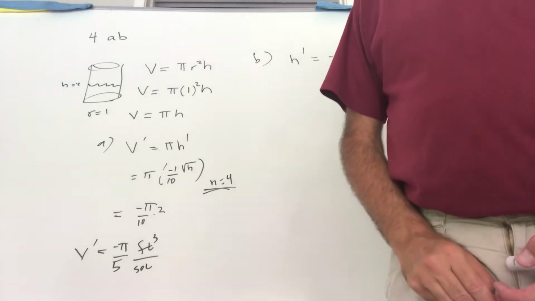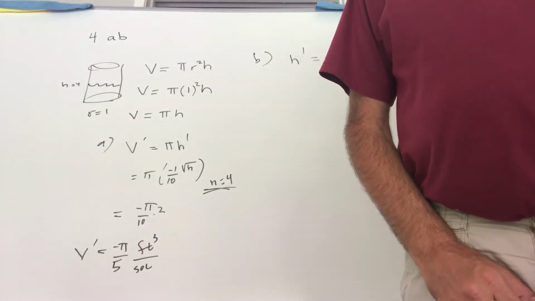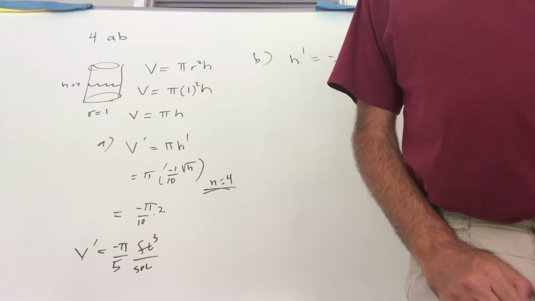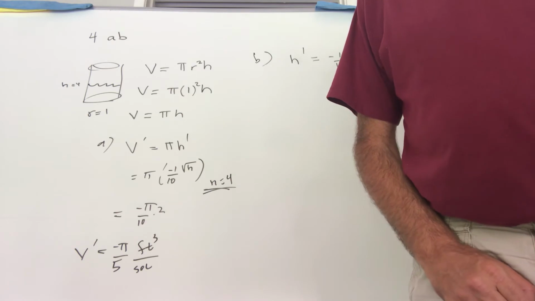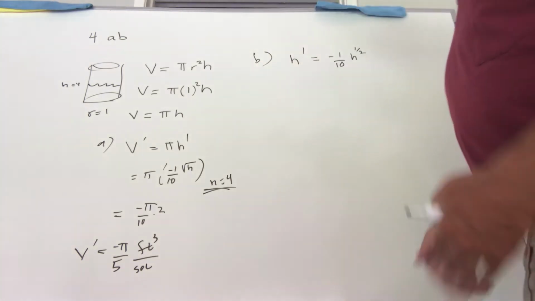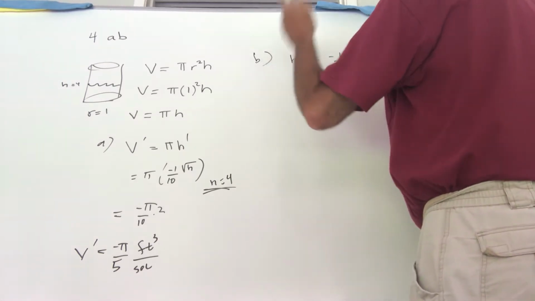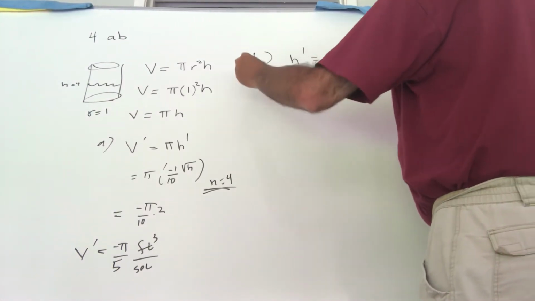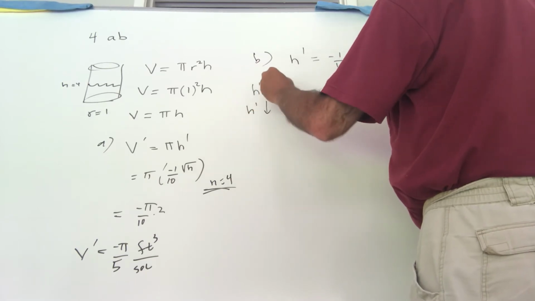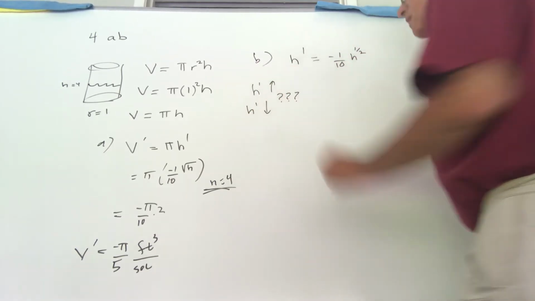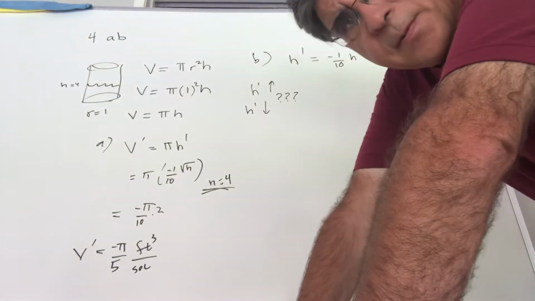Then the second question is, when the height of the water is 3, is the height going up or is the height going down? Is the rate of change positive? So it wants to know, that's not whether the rate of change is positive. It wants to know whether h prime is going up or h prime is going down.